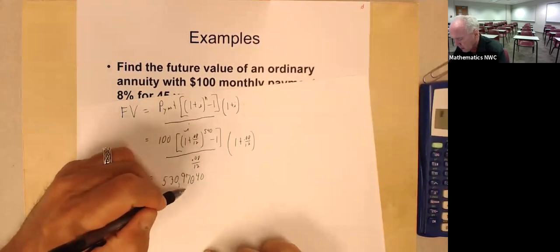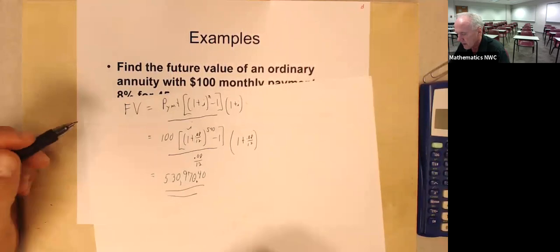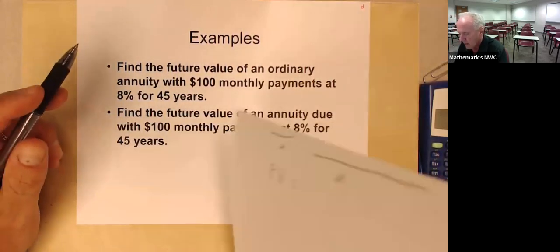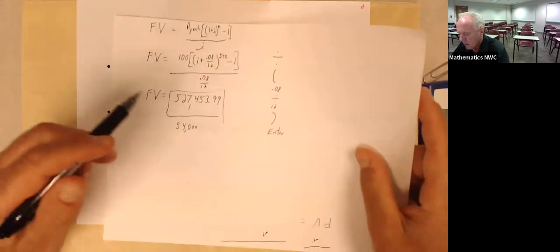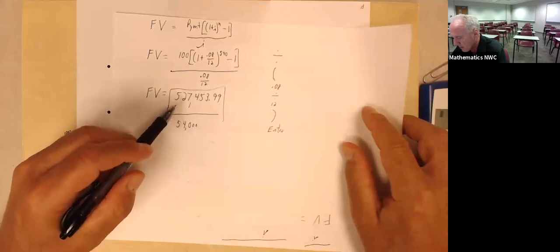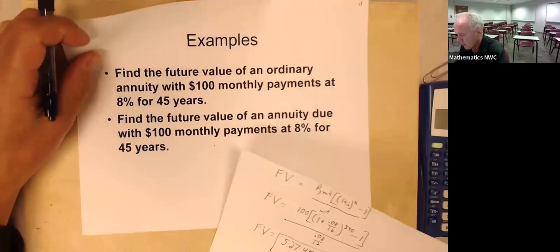The biggest thing though is look at the overall size. Over $500,000 for putting away $100 a month. Again, that $100 a month turned out to be only $54,000 over those 540 months, but it earned $500,000. That shows you the real power of the annuity.